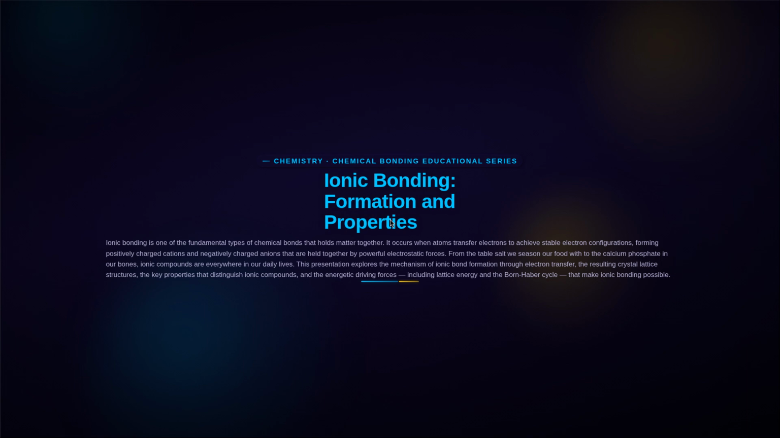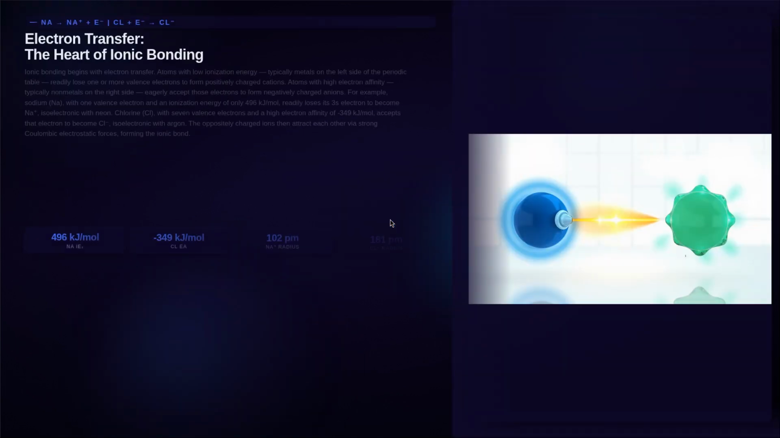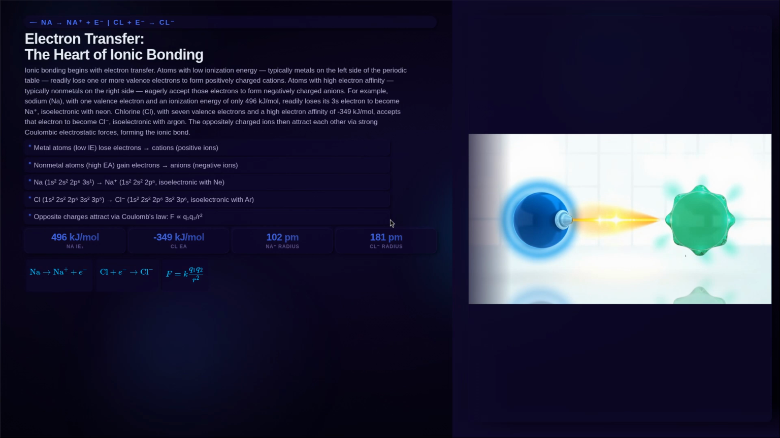In this presentation, we will explore how ionic bonds form through electron transfer, the crystal structures they create, and the unique properties that result. Electron transfer is the heart of ionic bonding. Atoms with low ionization energy, typically metals on the left side of the periodic table, readily lose valence electrons to form positive cations. Atoms with high electron affinity, typically nonmetals on the right side, eagerly accept those electrons to form negative anions. Consider sodium and chlorine.